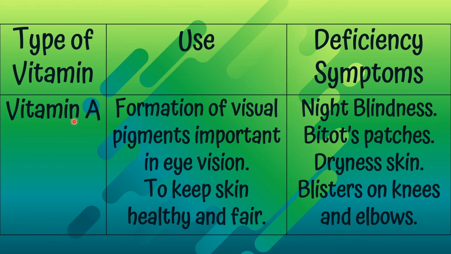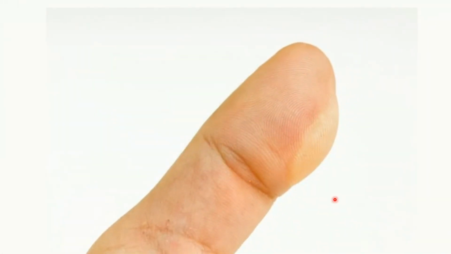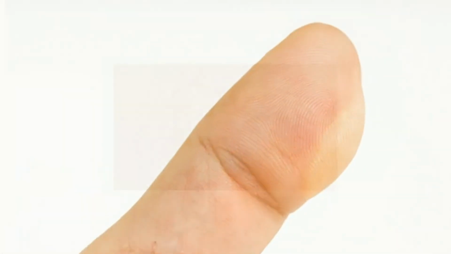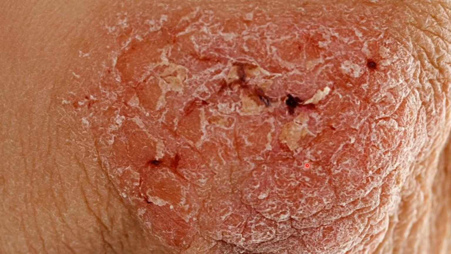And vitamin B. That is a mistake. This is vitamin B. Use: formation of visual pigments important to eye vision, to keep skin healthy and fair. And deficiency symptoms are night blindness, white patches, dry skin, blisters on knees and elbows. Blisters on knees.